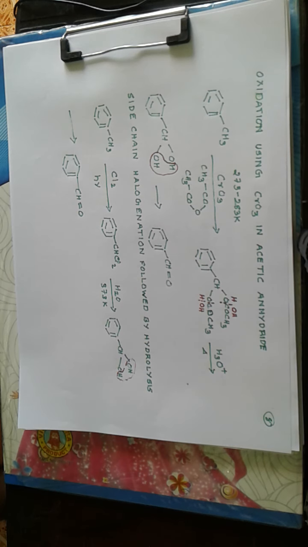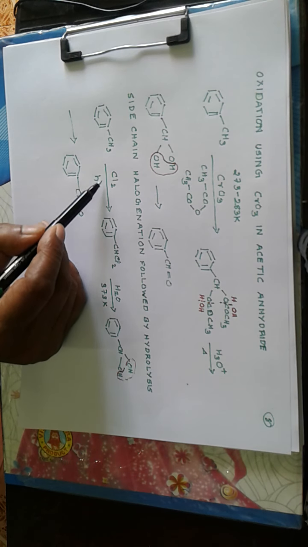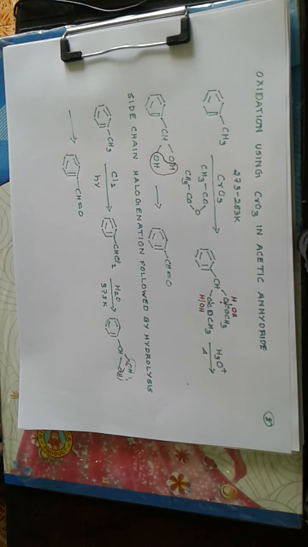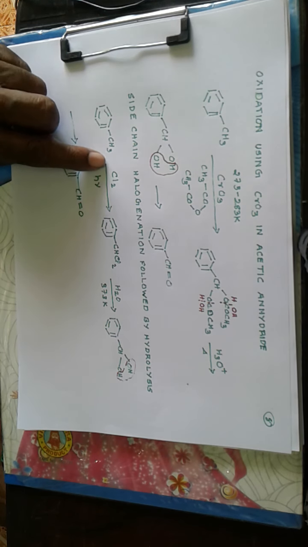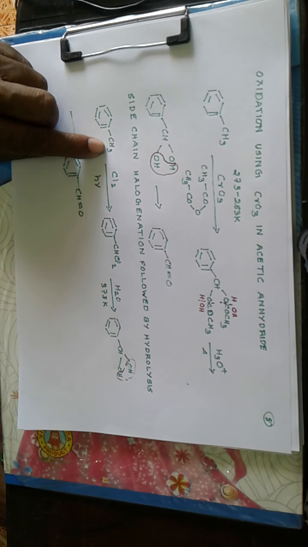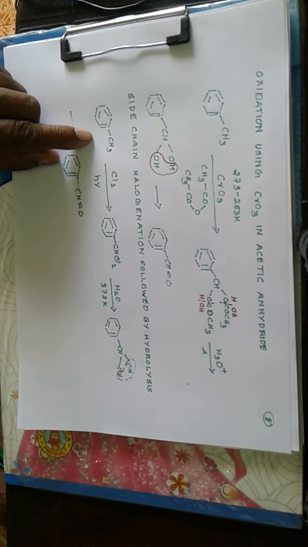Then another method, that is side chain halogenation followed by hydrolysis. We use chlorine in presence of UV light. h nu indicates a photon, a photon energy packet. Then the chlorine molecule dissociates, and a chlorine radical combining with the CH3 produces CH2Cl and HCl. Then another chlorine radical combining with this CH2Cl produces CHCl2 and HCl, so that it is a free radical reaction.